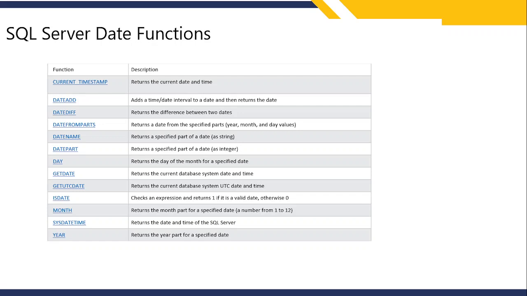So in SQL Server we have various date functions. The first one is current_timestamp, which returns the current date and time. So with the help of current_timestamp, I can get the current date and time.